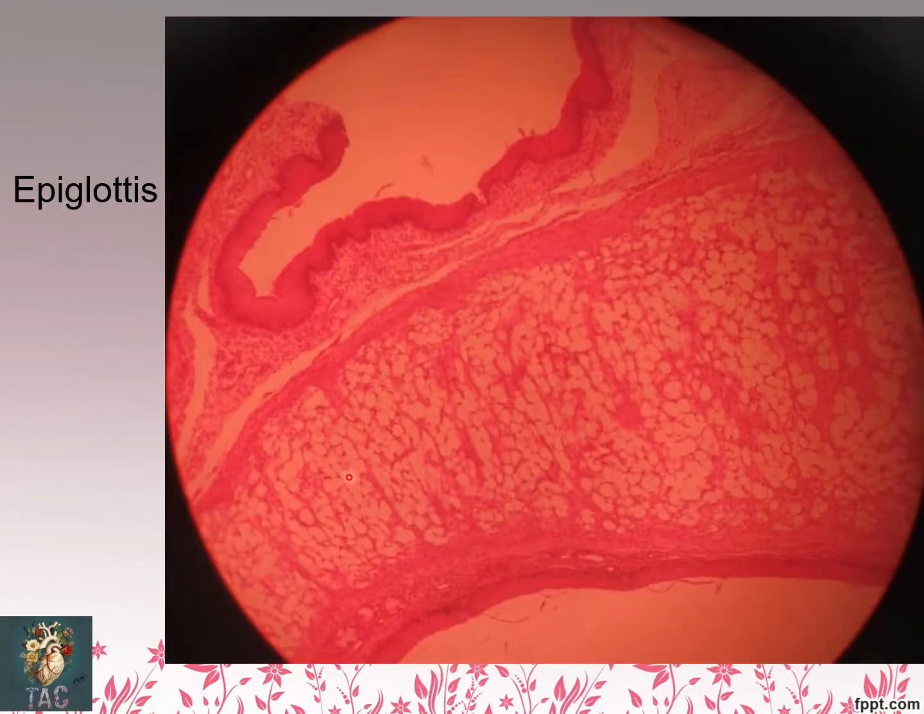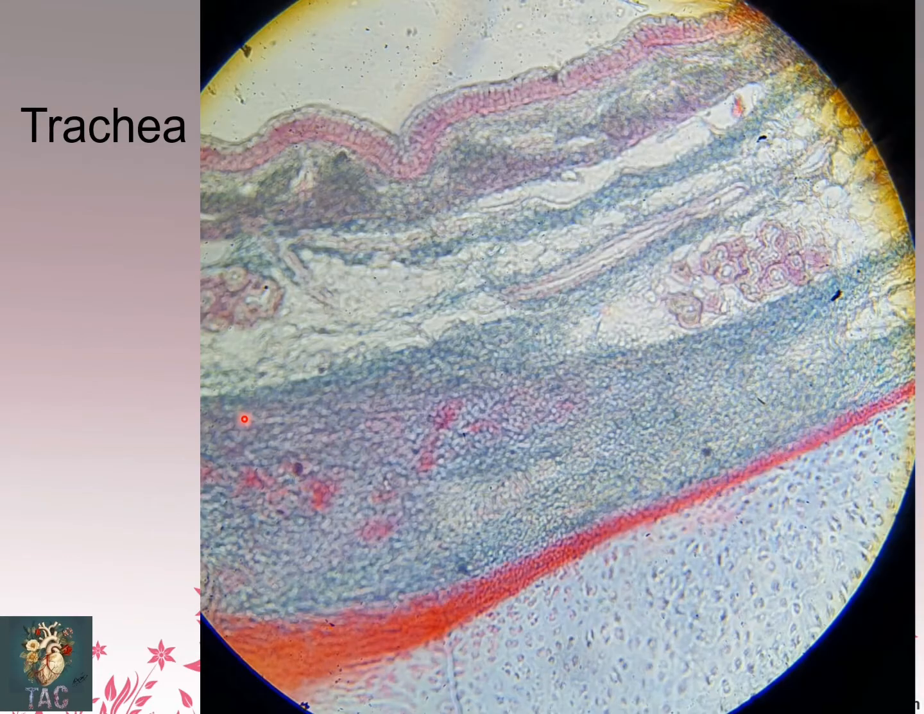Now look at this slide. This is another slide from your histology lab, and in this you can see the epithelium on one side and on the other side as well. Beneath the epithelium on both sides you can appreciate the mucosa, and the core is formed by the elastic cartilage. So this is the slide for the trachea.